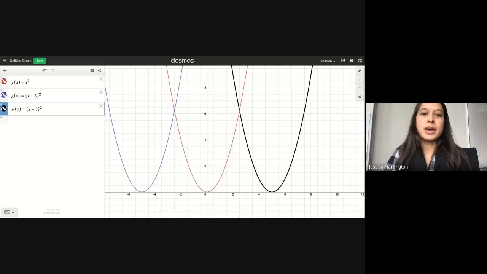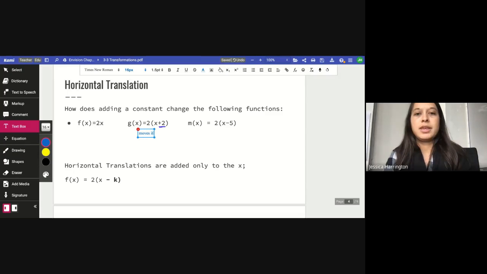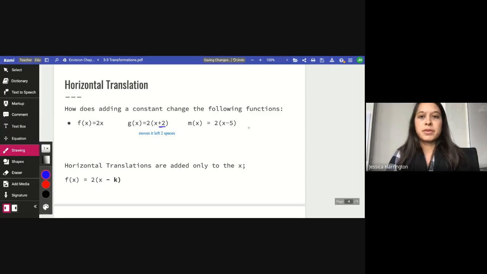So if we come back here, you can write that horizontal translations are only added to the x, right? Only when the constant is added to the x. So here, you can see this plus 2 is only being added to the x. So what does that do? It moves it left 2 spaces. Remember, it's the opposite of what you think. Plus 2 means we're moving it to the left.